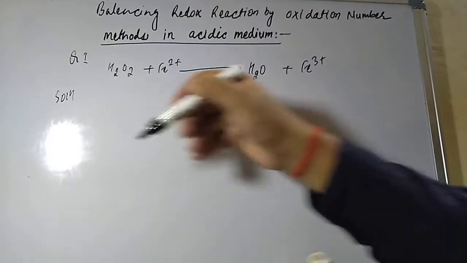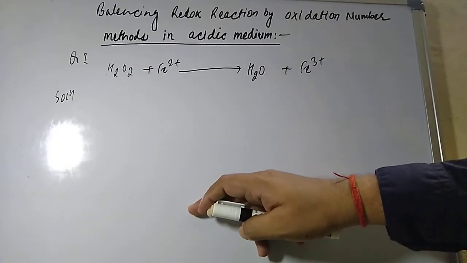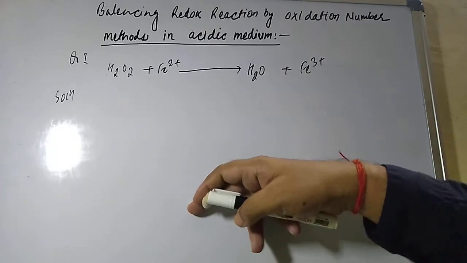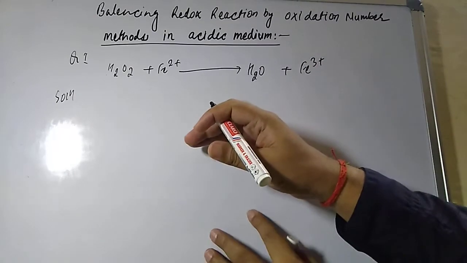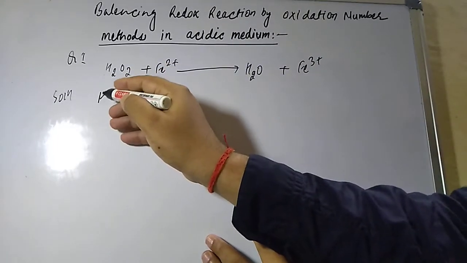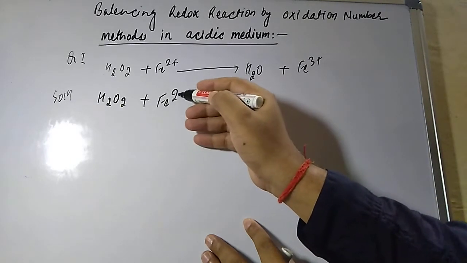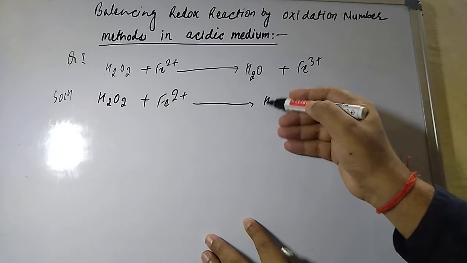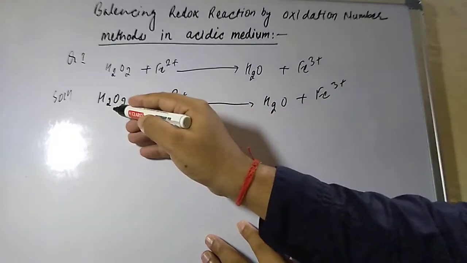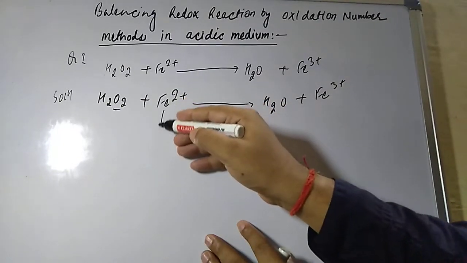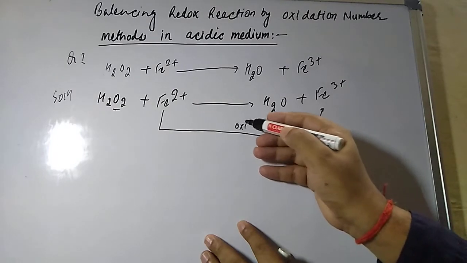If you solve this, you will find that hydrogen peroxide is getting reduced and Fe2+ is getting oxidized. One is getting reduced and another is oxidized, which means it is a redox reaction. H2O2 reacts with Fe2+ to give H2O and Fe3+. Fe is already given as Fe2+ to Fe3+, and this increase means oxidation.